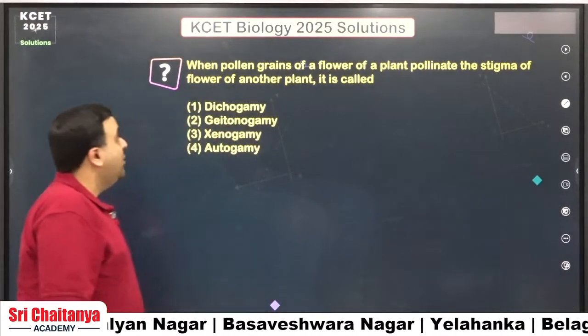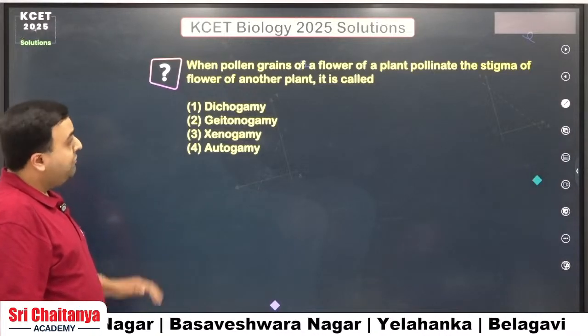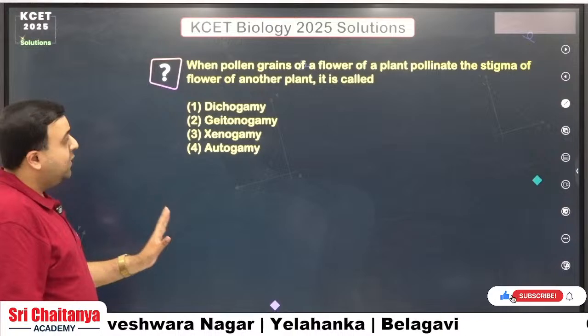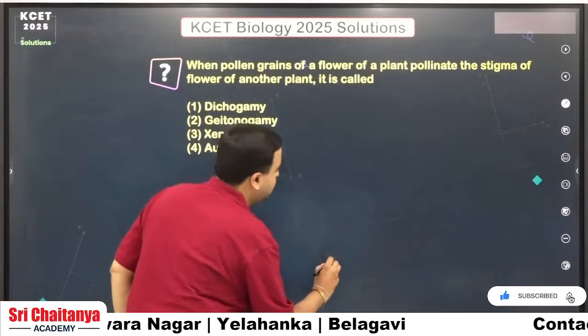Next one, when pollen grains of a flower of a plant pollinate the stigma of the flower of another plant. Let us understand this by a diagram.